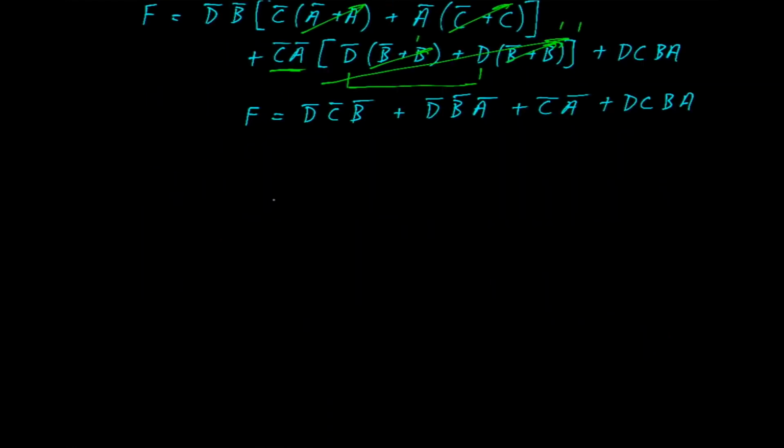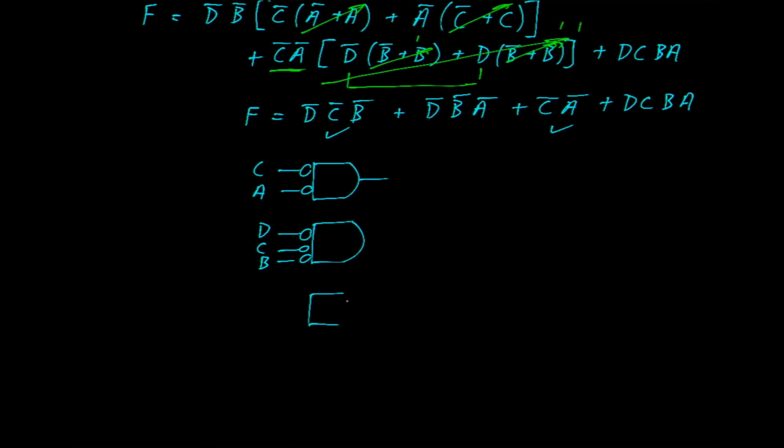We can sketch that circuit on a gate level very quickly. A 2-input AND gate for C naught, A naught. Here's a 3-input AND gate for D, C, and B. So D naught, C naught, B naught takes care of that and that. Here's another 3-input AND gate, this time with D naught, B naught, A naught. And finally a 4-input AND gate with D, C, B, A.